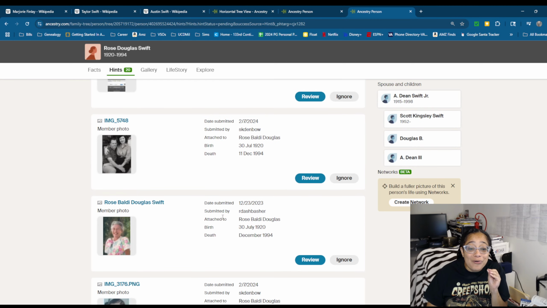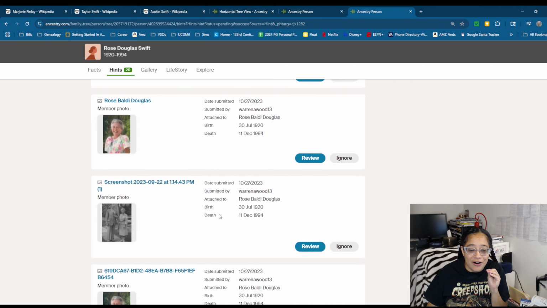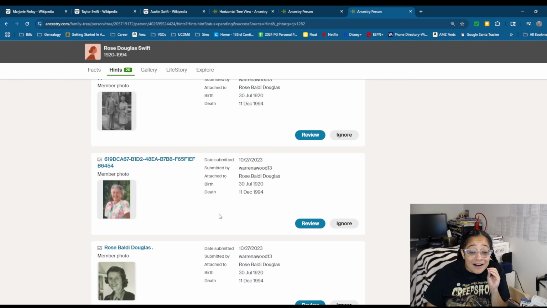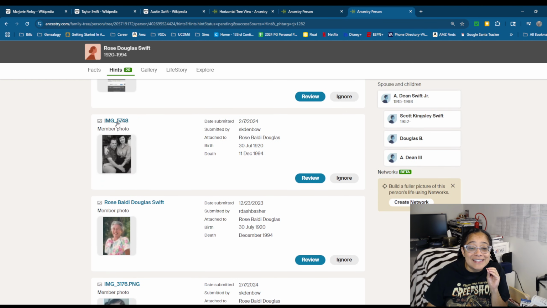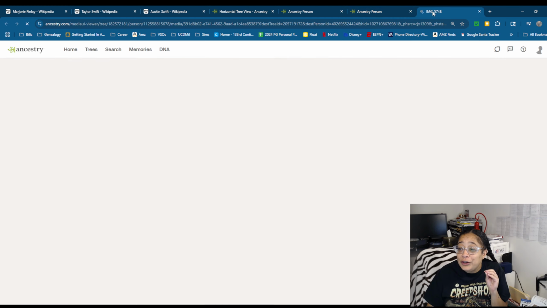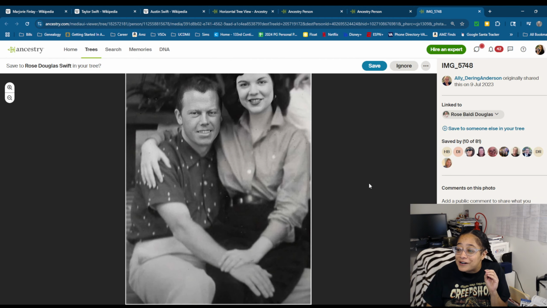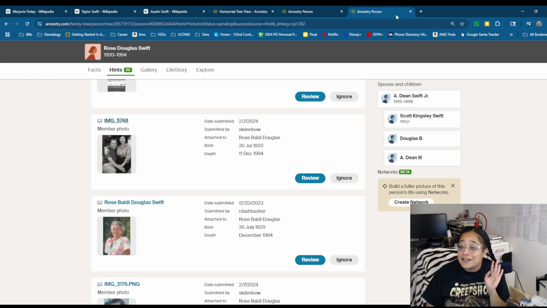Look at how precious these pictures are. I love it. Oh my goodness. Like, look at how cute they were as a couple. Oh my gosh, I love it. You know what? I can definitely see Taylor in her face for sure.